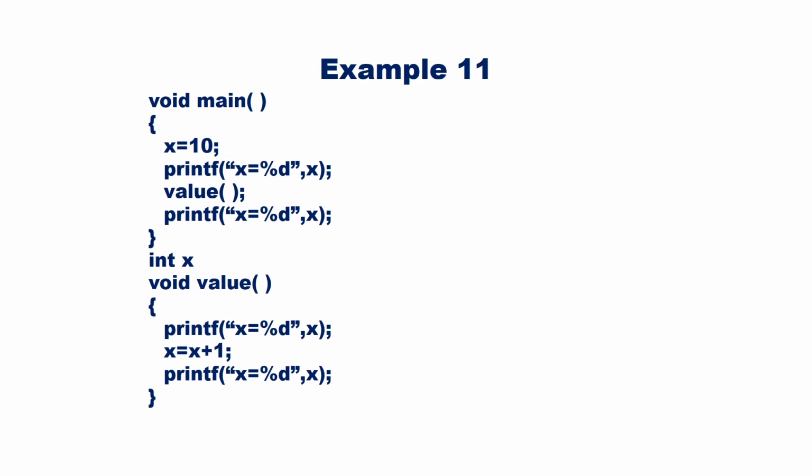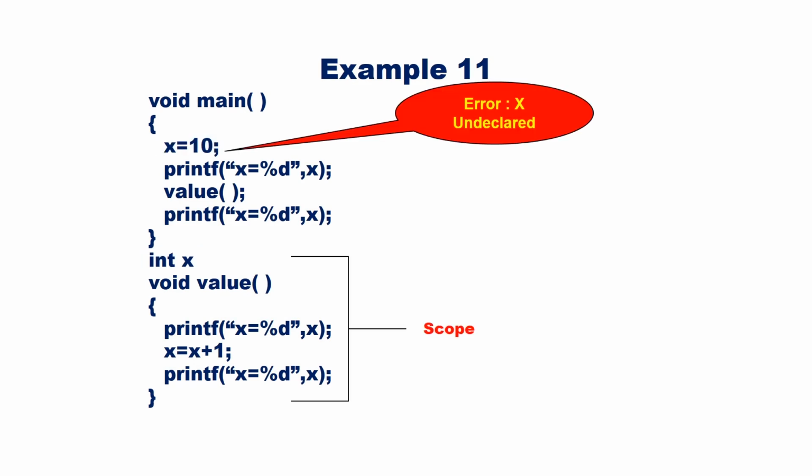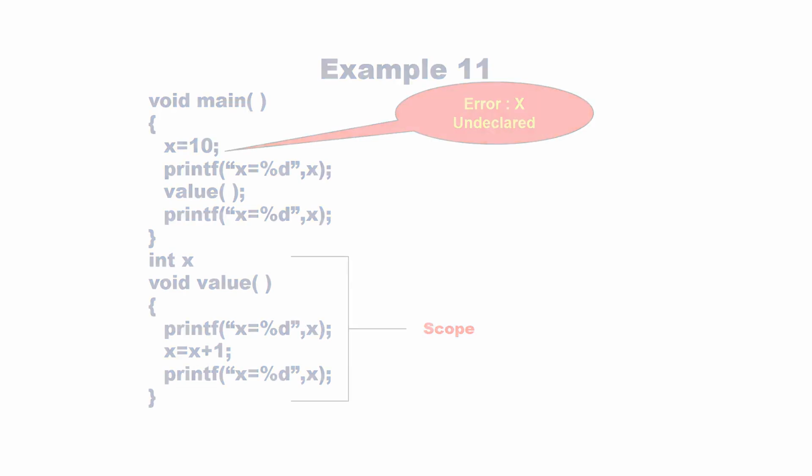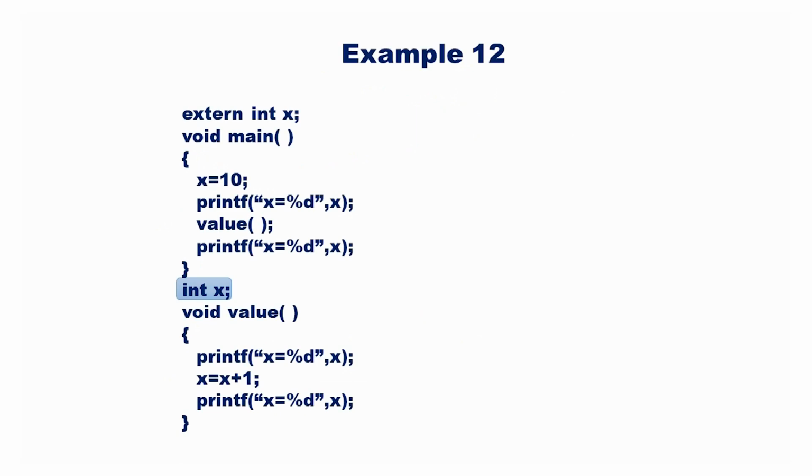Now let us take this example. Here x is declared as external variable after main. When you try to access x inside main, you will get an error, x undeclared. The scope of the external variable is from the point of declaration till the end of the program. In order to correct this error, you have to declare the external variable using the keyword extern. Add the statement extern int x before main. Now the program will execute correctly.